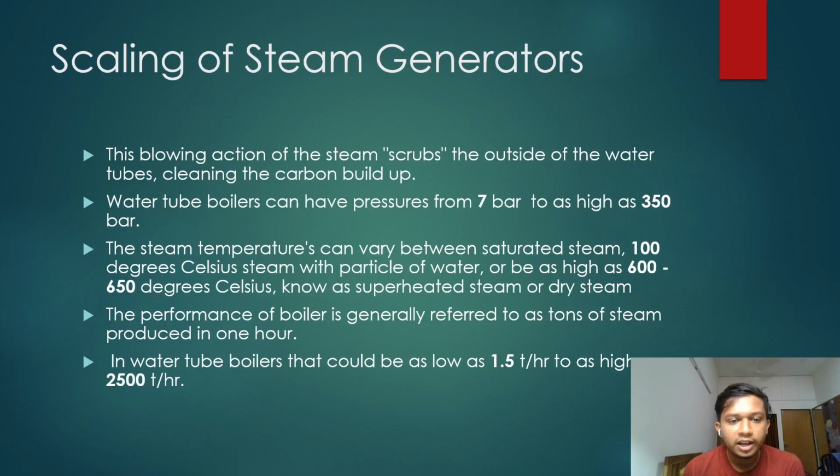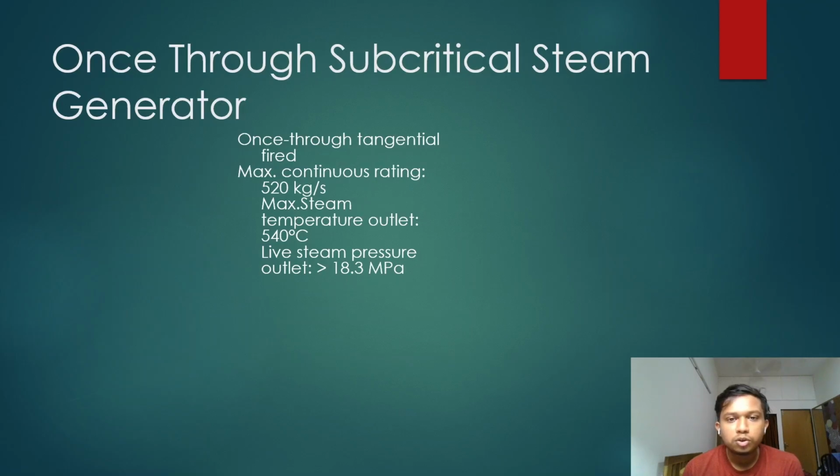Water tube boiler can have pressure from 7 bar to as high as 350 bar. The system temperature can vary between saturated steam at 100 degrees Celsius, steam with a particle of water, or be as high as 600 to 650 degrees Celsius, known as superheated steam or dry steam. The performance of the boiler is generally referred to as tons of steam produced in 1 hour. In water tube boiler, that could be as low as 1.5 ton per hour to as high as 2,500 ton per hour. Once through subcritical steam generator.